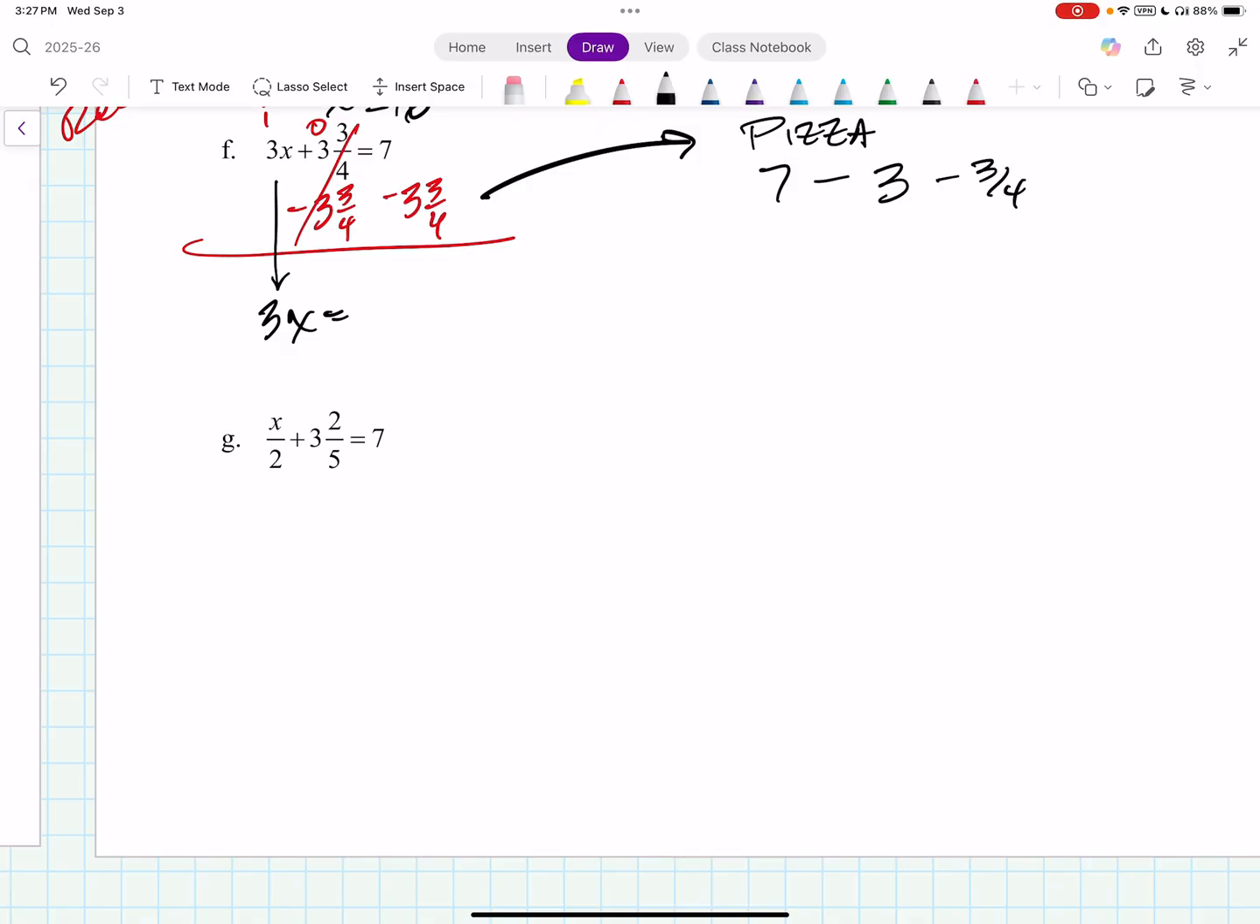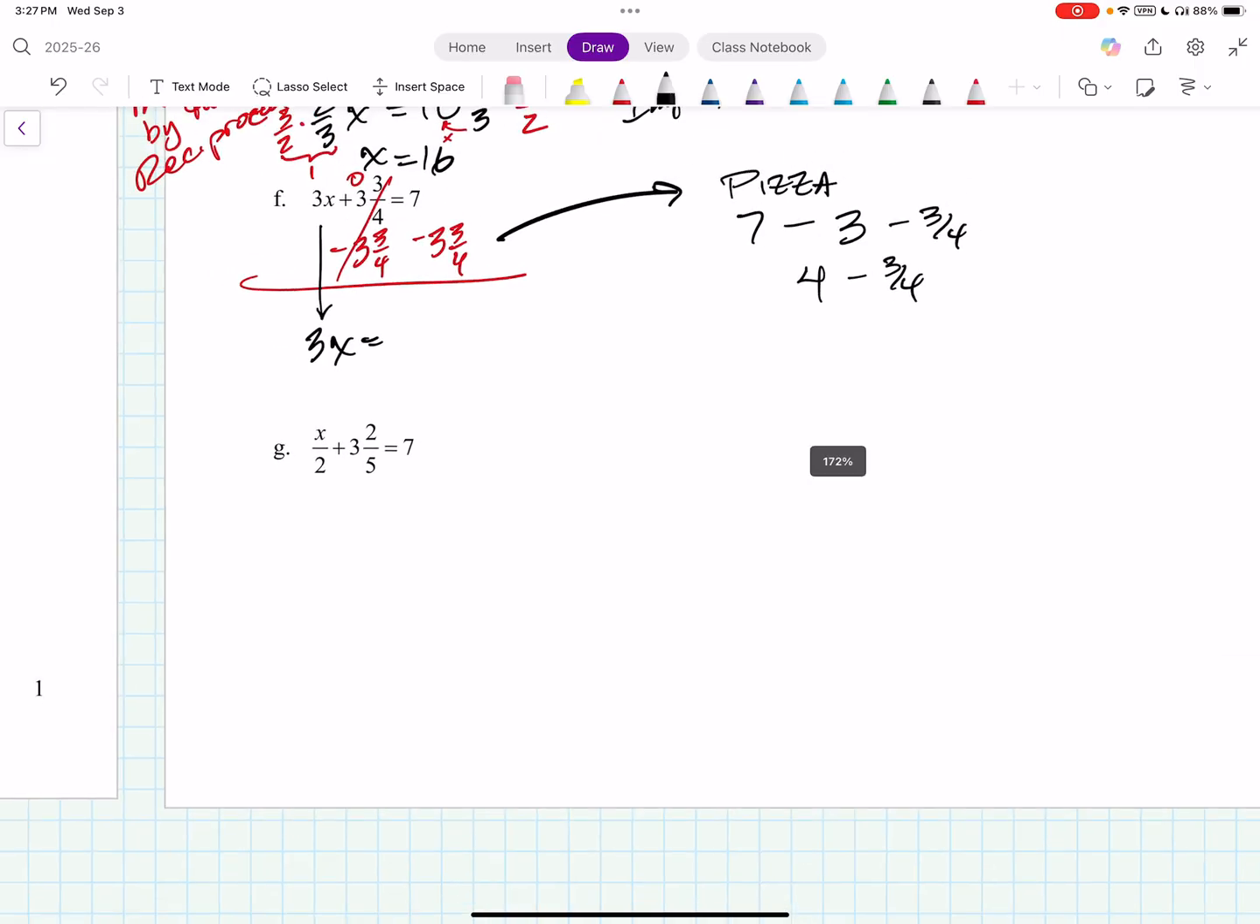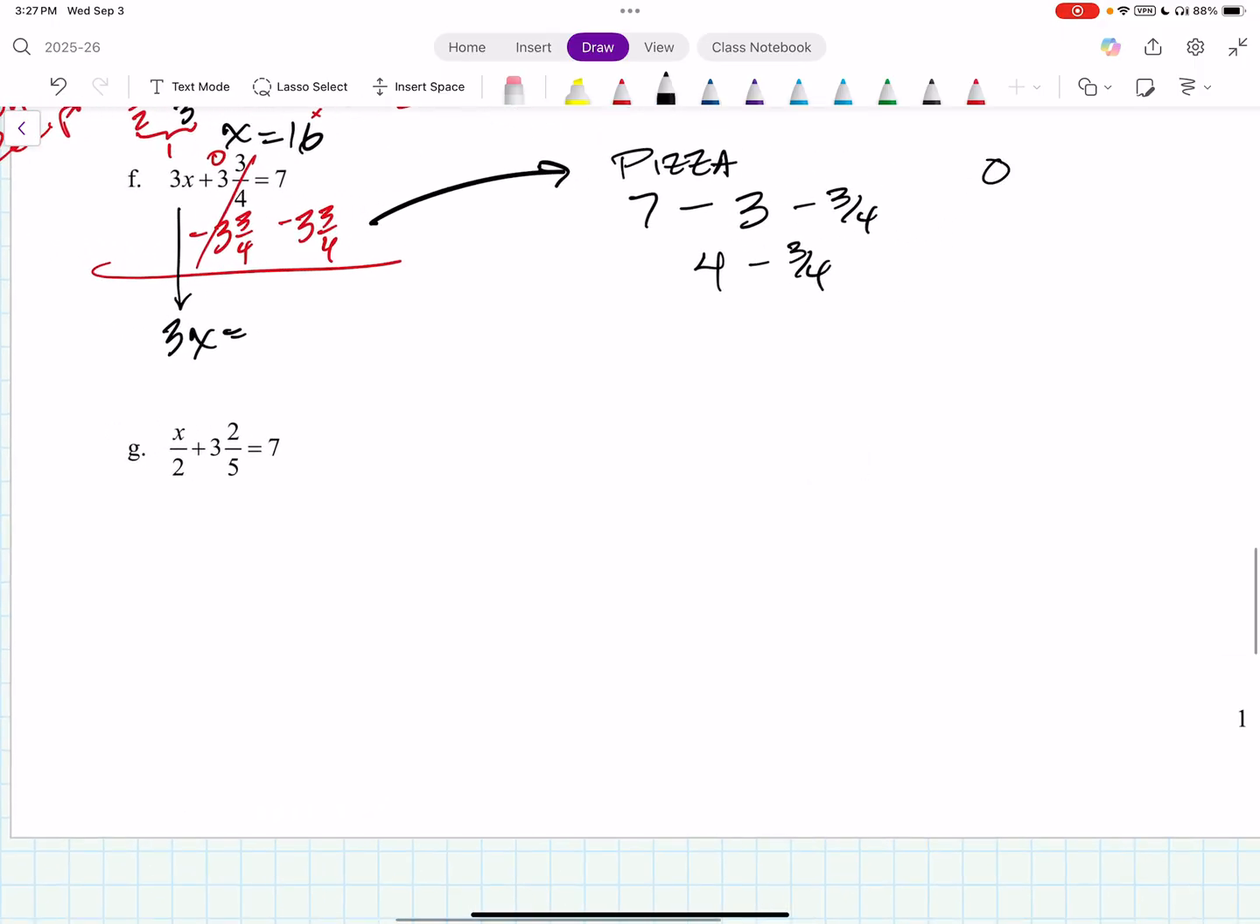I talk about this in class all the time. 7 minus 3 3/4 is not 4 3/4. It's under that. So 7 minus 3 is 4, but you still have to subtract 3/4. And so if you think pizza, you got 4 pizzas, and from one of them you divide it up into 4 slices, and guess what? You take away 3 out of 4. 1, 2, 3. So you eat those 3 slices, you have 3 1/4 remaining. So we have to solve 3x equals 3 1/4.